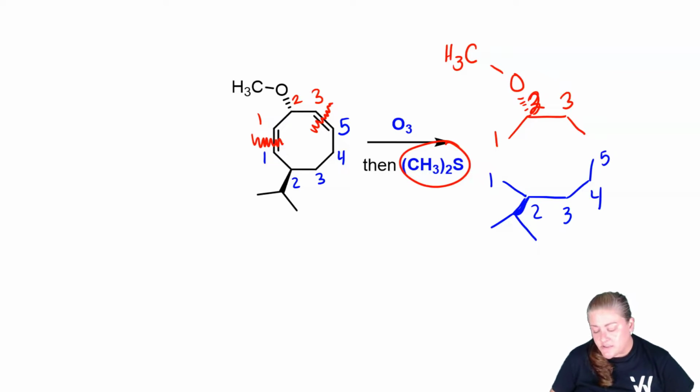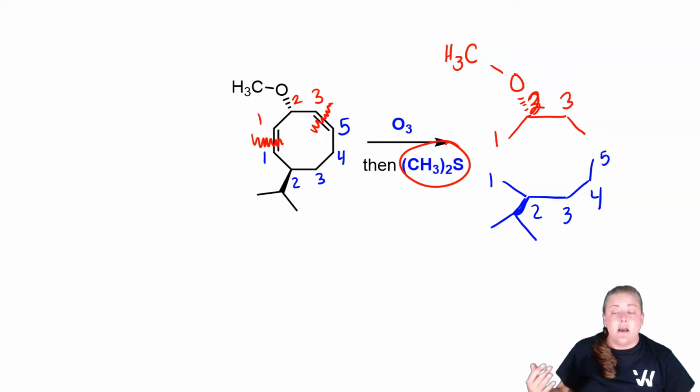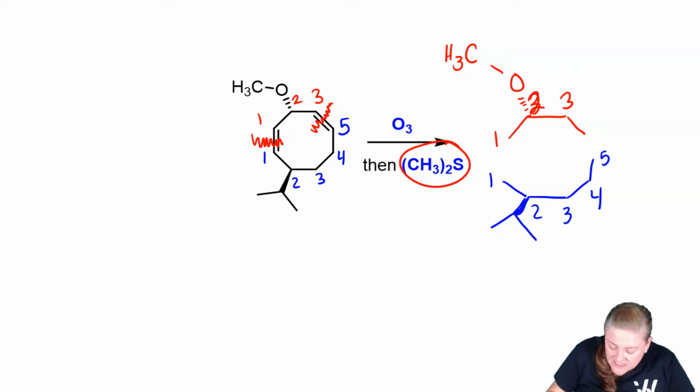So the last thing to do is look at the workup step. It's dimethyl sulfide, so I should have aldehydes where I have mono-substituted alkenes. So we'll go back in and take a look. This is mono-substituted, this is mono-substituted, so is this one, so is this one. I should make a whole lot of aldehydes, so let's do so.